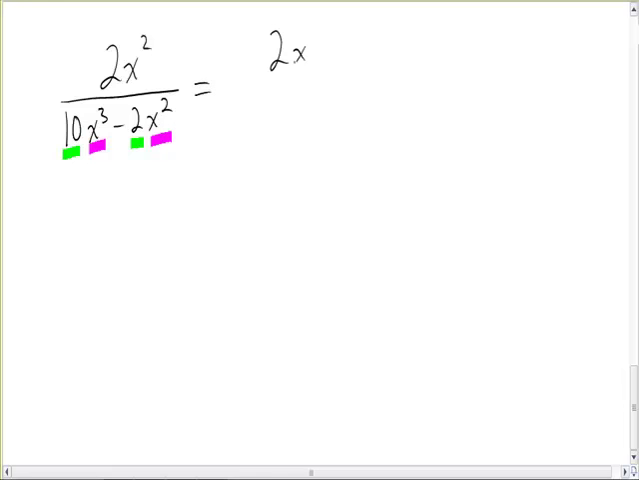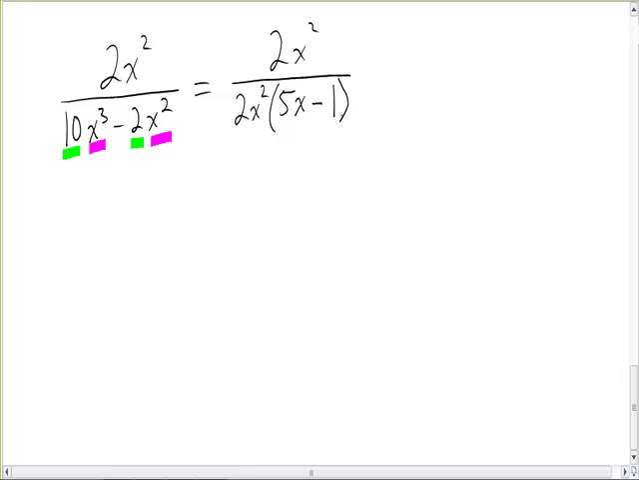I've got 2x squared on top, and I'm actually going to factor a 2x squared out of the denominator, leaving me with, well, if I take 10x cubed and divide by 2x squared, I'm left with 5x. 10 divided by 2 is 5, and x cubed divided by x squared, there's only a single x left. And then if I take 2x squared and divide it by 2x squared, well, I factored that entire term out. It cancels itself out, and all that's left is a 1.